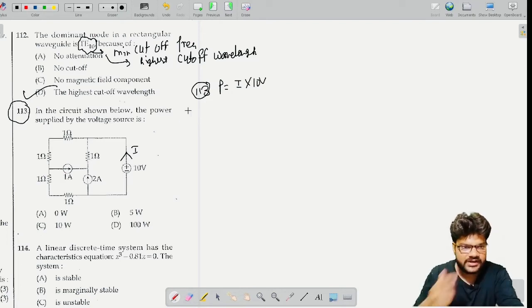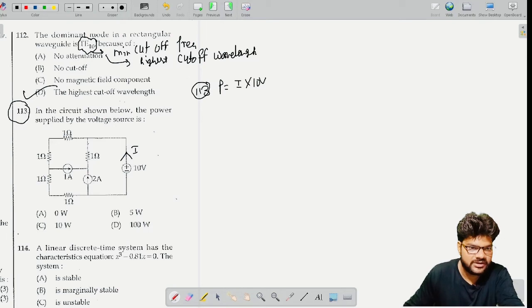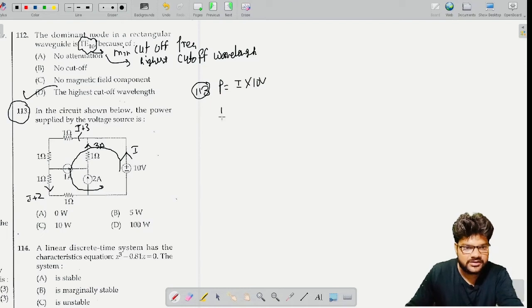To find this I, this 1 ampere is coming, 2 ampere is coming, and in this one 3 ampere will be going. So I is going, so this will be I plus 3. This is coming I plus 3 and 1 went there, and then this is going to be I plus 2. Right, now let us apply KVL: 10 minus 2 into I plus 3, since the current in this 2 ohm is I plus 3. Similarly, the current in the other 2 ohm is I plus 2, so minus I plus 2 into 2 ohm equals 0.